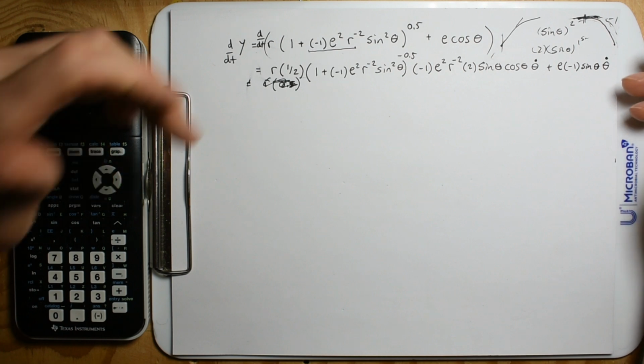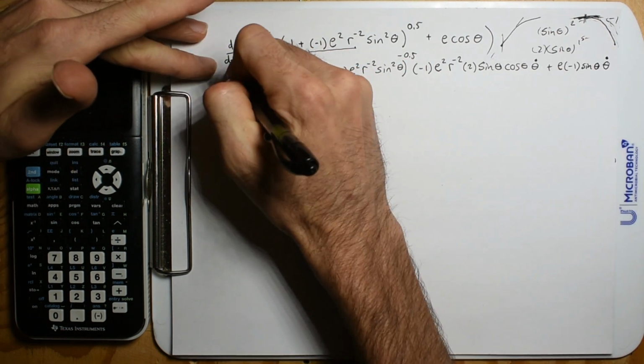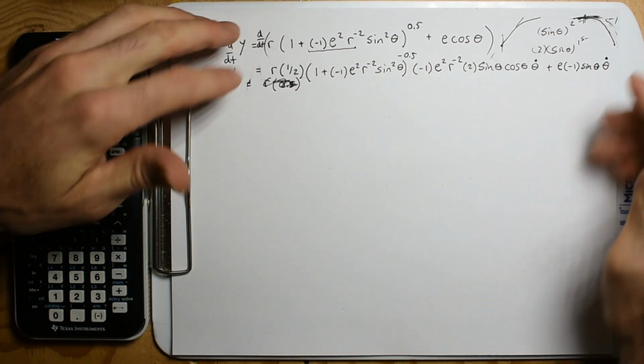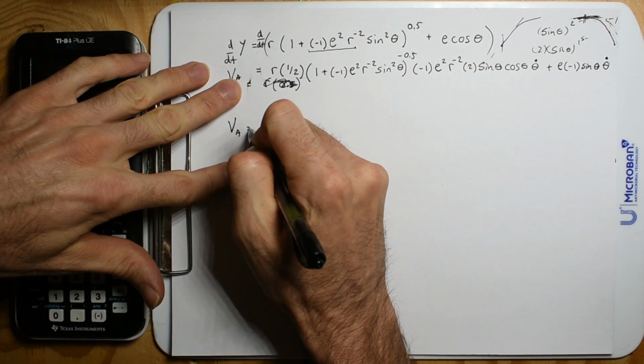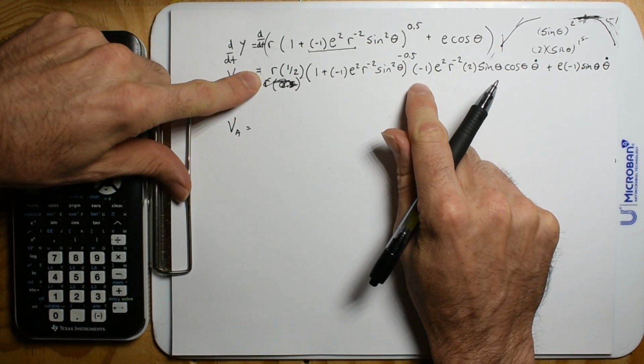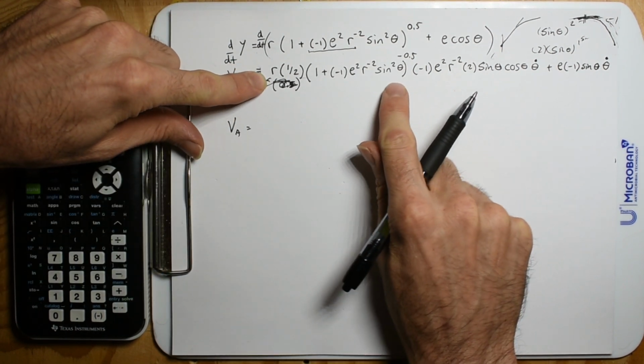All right, booyah. So that is done. We have our velocity, and I'm sorry I just wrote it like that, but we could probably simplify anything we can.